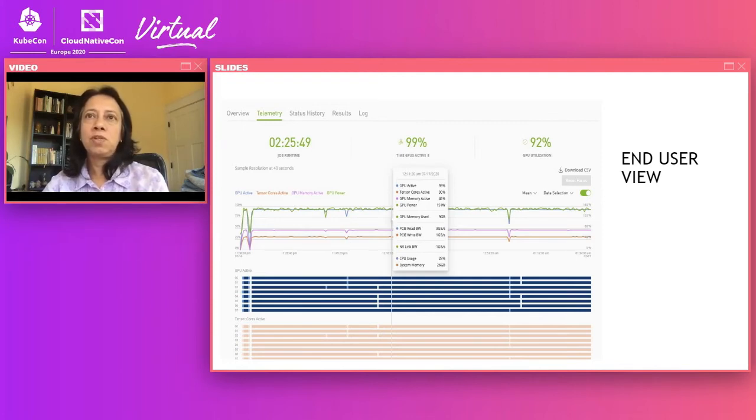In this job, you can see that the GPU is being kept busy with Tensor Core at 25%. The overlay shows the breakdown of the metrics at any point in time. You can see details like the PCIe read-write bandwidth values, the NVLink bandwidth values, and the CPU and memory usage. The heat map below shows GPU utilization and the Tensor Core utilization for each GPU.